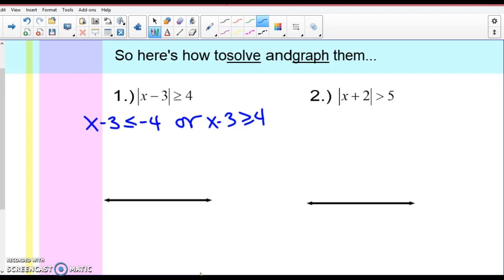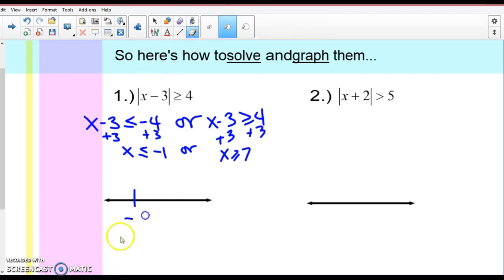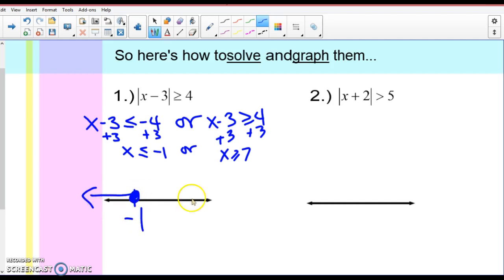Okay. Now, let's solve this. Add 3. So x is less than or equal to negative 1. Or add 3, x is greater than or equal to 7. Here's our graph. Negative, well, why am I writing negative 7? It's not negative 7. Negative 1, less than or equal to, solid circle, going left. 7, solid circle, going right. Those are the values that would make this true.